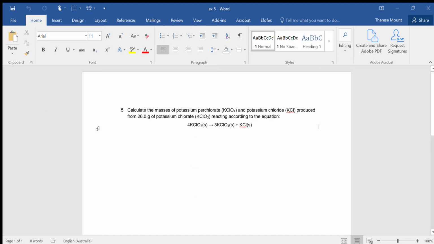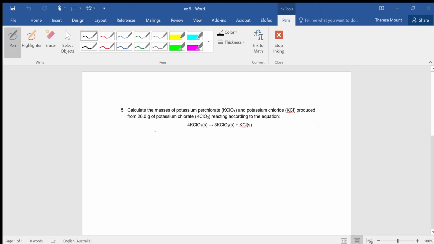Okay, last example here. Calculate the masses of potassium perchlorate and potassium chloride produced from 26 grams of potassium chlorate reacting according to this equation. So what do we know here? 26 grams of potassium chlorate is reacting to yield potassium perchlorate and potassium chloride. They want to know both the masses of potassium perchlorate and potassium chloride, and we've been given 26 grams of potassium chlorate as my info here.